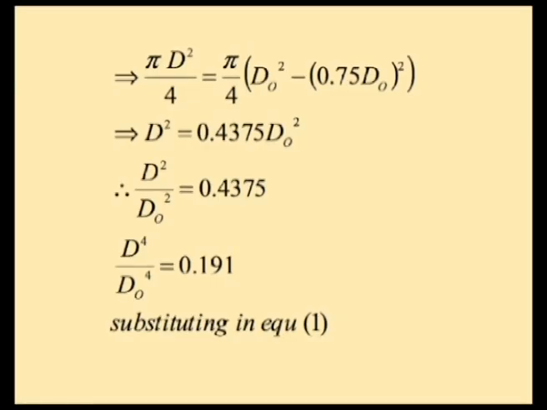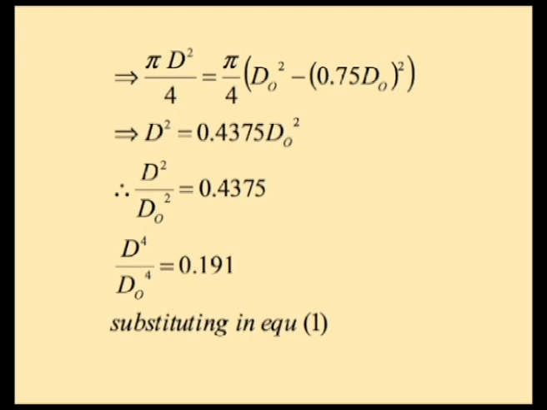So, area of solid equal to area of hollow. The area of solid section is given by pi d squared by 4 and the area of hollow section is given by pi by 4 into do squared minus di squared, where do is the outer diameter and di is the internal diameter of the hollow section. So, pi d squared by 4 equal to pi by 4 into do squared minus 0.75 do whole squared. So, that will give us the relationship between d and do.